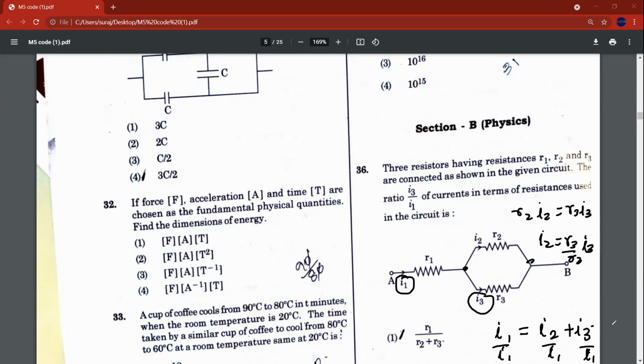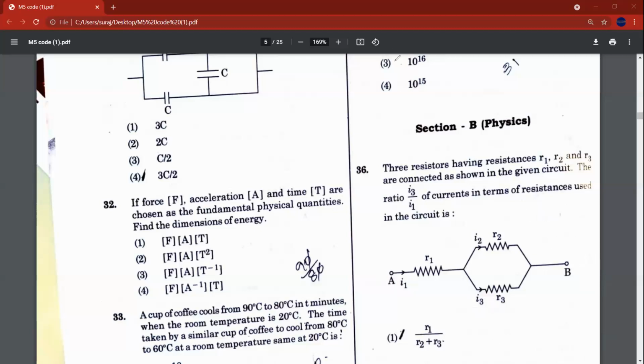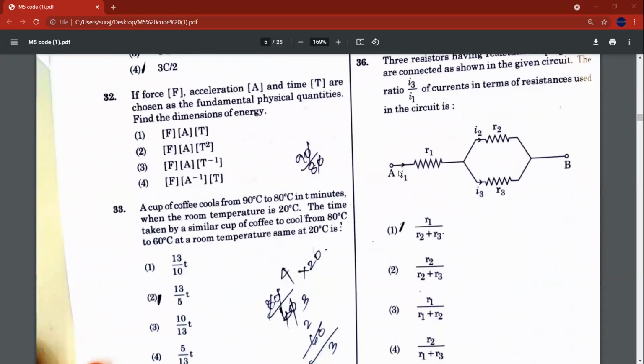So I3 by I1 I can take common. With that, option 2 will be correct. 36, option 2. Next.